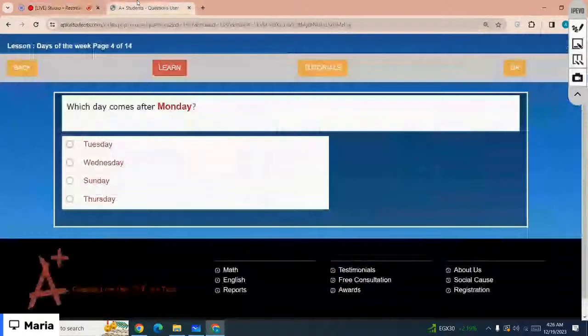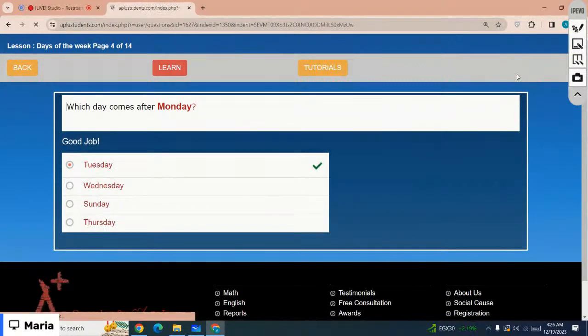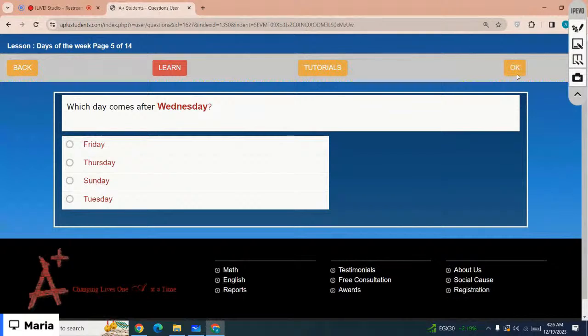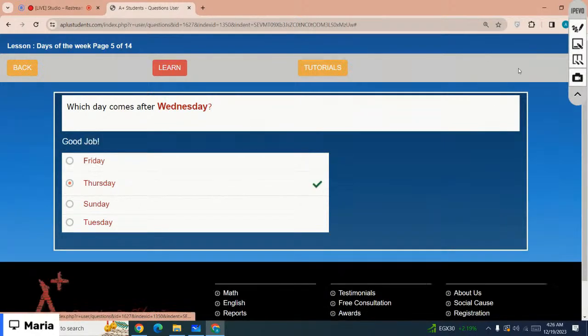Yes, after Monday it is Tuesday. The correct option is Tuesday. Very good. Okay, which day comes after Wednesday? Which is the correct option? Yes, it's Thursday, right after Wednesday. Very good. The correct option is Thursday.